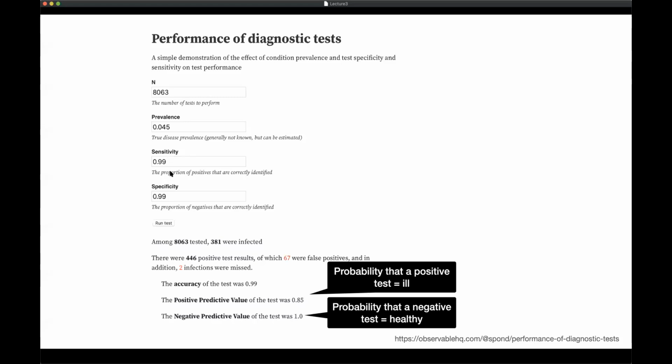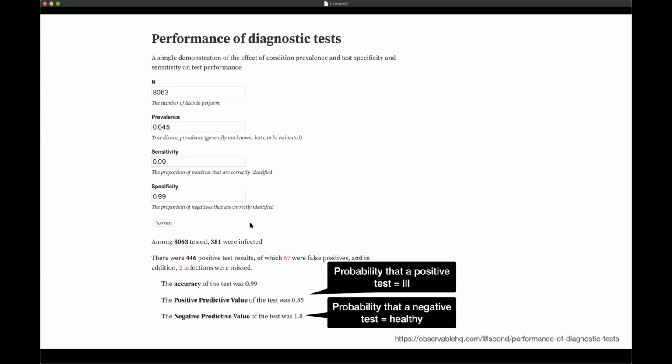And the other 2 parameters are sensitivity and specificity of the test, which are the 2 critical parameters of any diagnostic test. And sensitivity is defined as the proportion of positive cases that are correctly identified. And specificity is the proportion of negative cases that are correctly identified. And for the sake of argument, let's assume that this is a very well-performing test. So 99% sensitivity, 99% specificity.